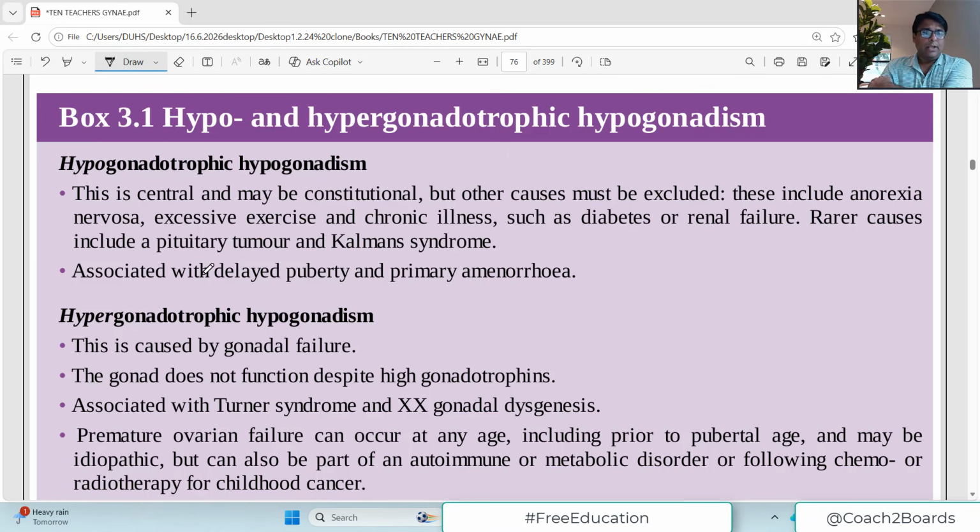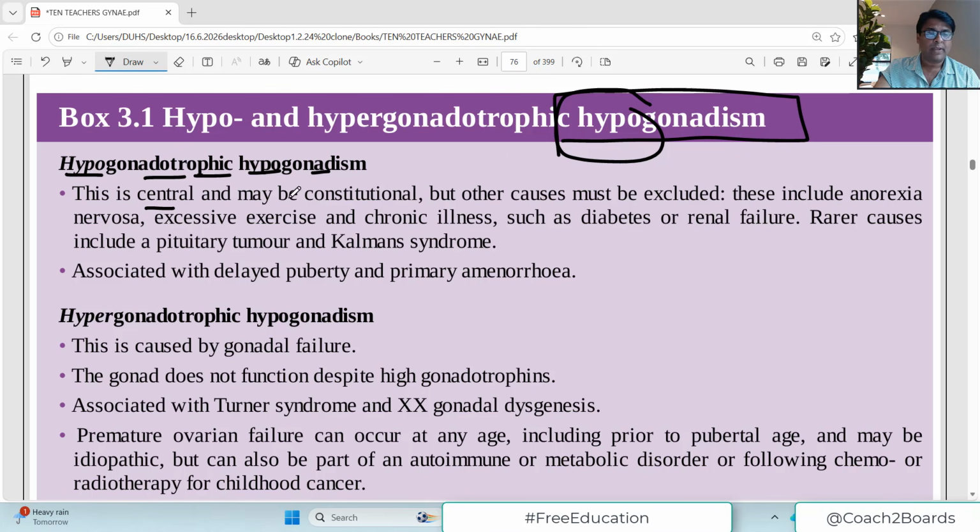If you look at this important box, box 3.1, hypo and hypergonadotrophic hypogonadism. The gonads are in a hypo situation, as the name indicates. So hypogonadotrophic hypogonadism: let us discuss what it is and then try to understand the terminology. This is central and maybe constitutional, but other causes must be excluded. These include anorexia nervosa, excessive exercise, and chronic illness.